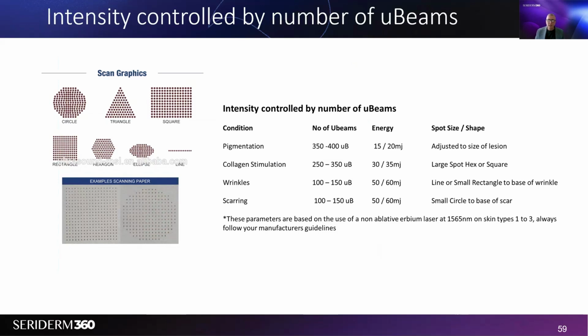So how do you control the intensity? You control the intensity by the number of microbeams. Typically with this particular device in the past, if I was treating pigmentation, I needed a lot of microbeams but low energy. But if I want to go deep into a wrinkle or scar, I need a lower number of microbeams and more energy. So you've got to work your energy out at the correct depth. That's about understanding your machine.